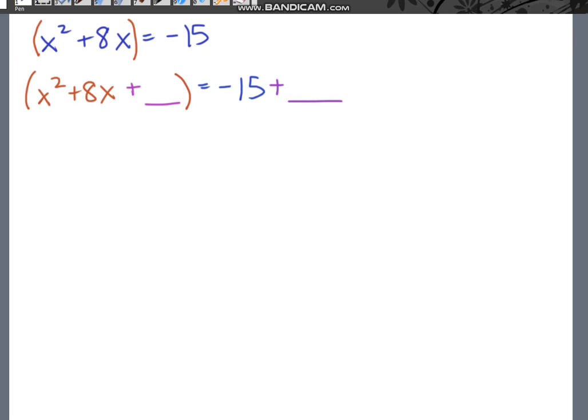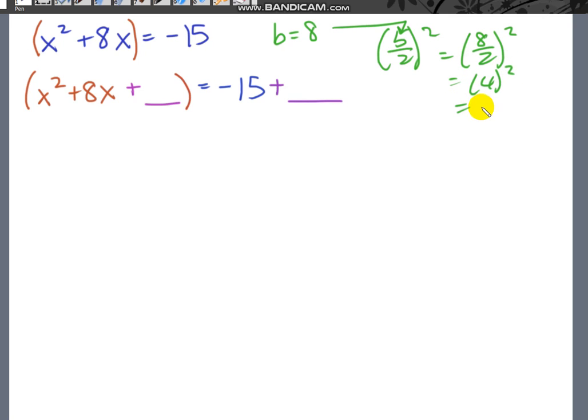Okay, so we need to consider what's in our parentheses here. We need to identify our b term. Our b term is just that one right there. So what I can see is b is going to equal 8. Next we need to calculate b divided by 2 squared. Plug that in: 8 divided by 2 squared, so that is 4 squared. 4 times 4 is 16. So this means 16 will go here.